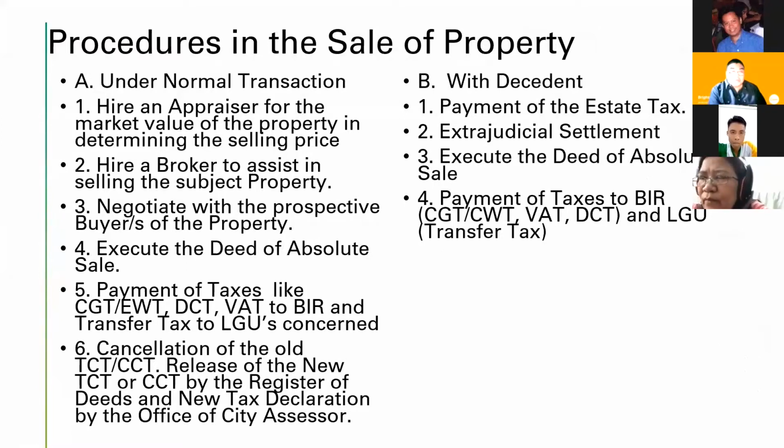Usually, if you are the property owner and you're not sure how much is the market value of the property or how much you're going to sell it for, you hire an appraiser in determining the market value, determining how much will be the selling price. Then, in order to sell the property, you hire a broker. In some instances, if a property owner would not hire a broker, the property owner could sell directly. Although a problem nowadays, and it's been a rampant practice, is that property owners hire colorum brokers.